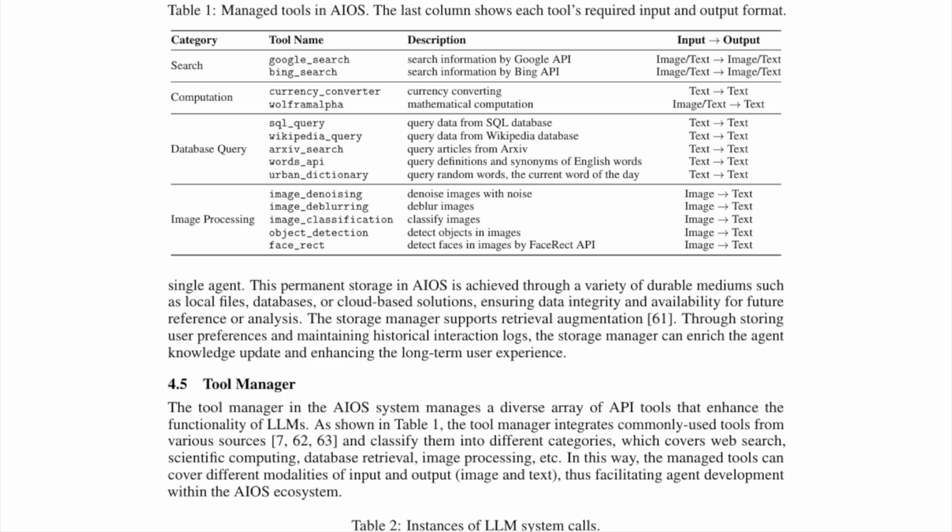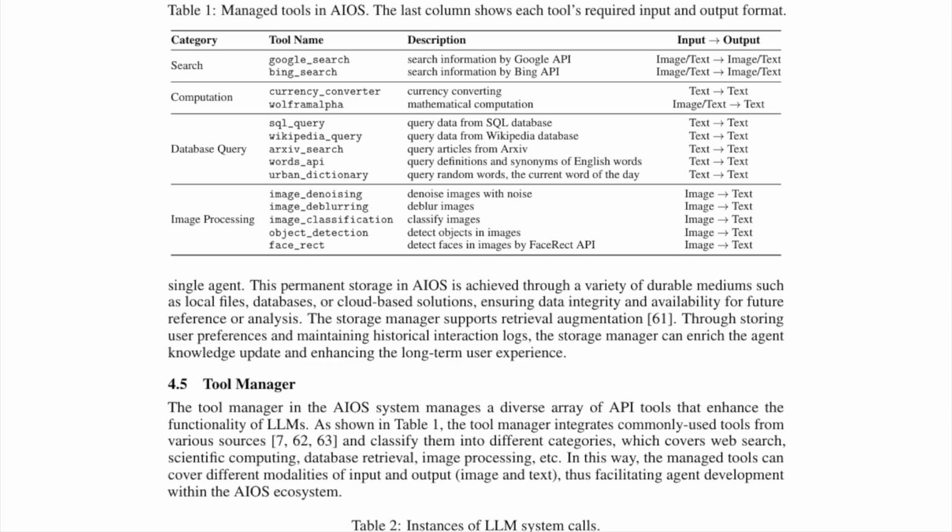Category: database query. Tool name: Archive search. Description: query articles from Archive. Input: text. Output: text. Category: database query. Tool name: Words API. Description: query definitions and synonyms of English words. Input: text. Output: text. Category: database query. Tool name: Urban Dictionary. Description: query random words, the current word of the day. Input: text. Output: text.